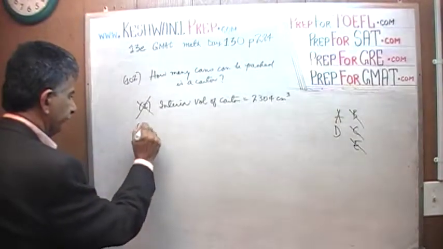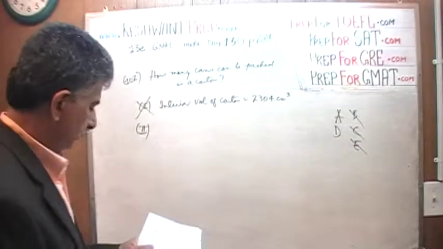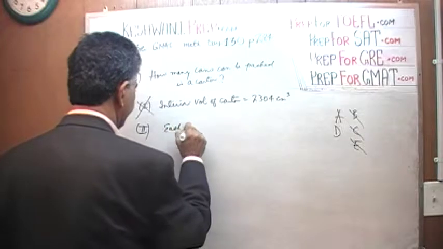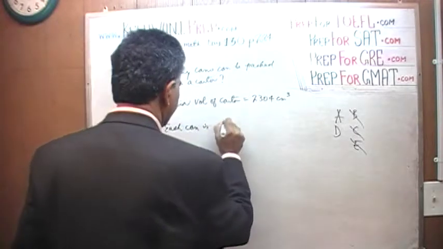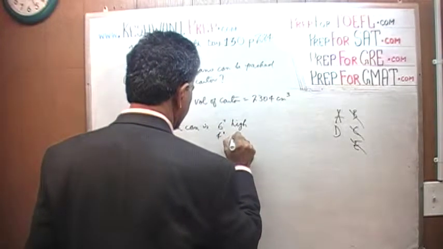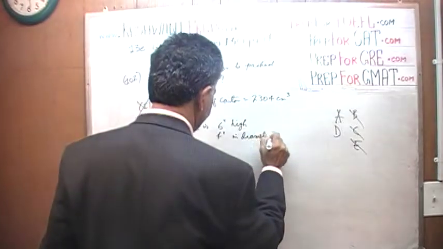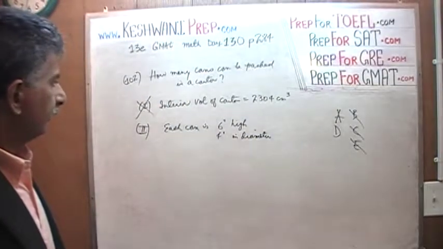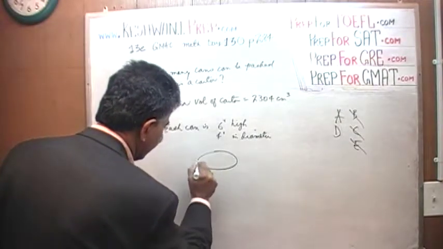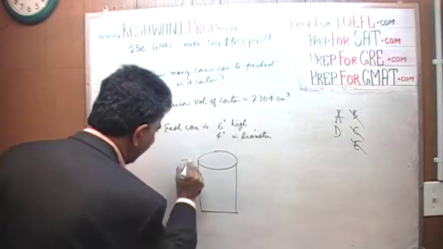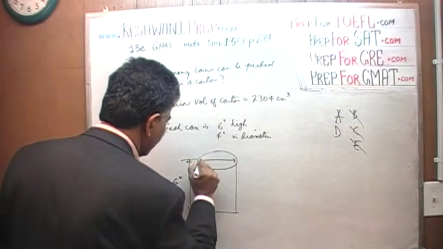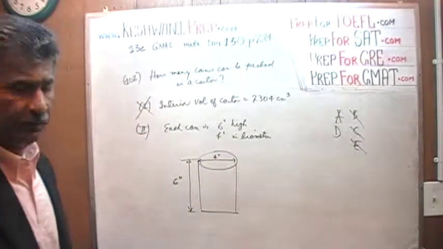Let's look at the second statement. The second statement says that each can is 6 inches high and 4 inches in diameter. Well, now we know a little bit about our can. The can looks something like this. It's 6 inches high and 4 inches in diameter. So we know the height is 6 inches, and we know the diameter is 4 inches. So we can find out its volume.